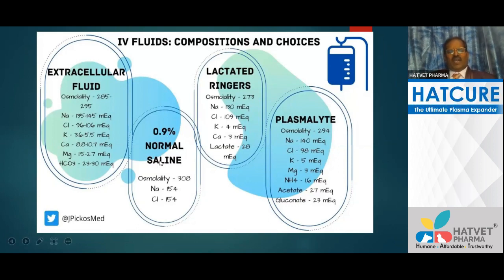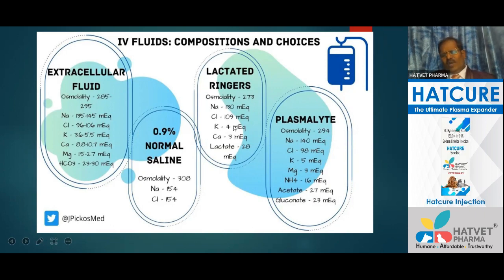If it's 0.9% normal saline: osmolarity 308, sodium 154 milliequivalent, chloride 154. If it is lactated Ringer's: osmolarity 273, sodium 130, chloride 109, potassium 4, calcium 3 milliequivalent, lactate 28 milliequivalent. If it is Plasma-Lyte: osmolarity 291, sodium 140 milliequivalent, chloride 98, potassium 5, magnesium 3, ammonia 16, acetate 27, and gluconate 23 milliequivalent. Depending upon the need, we need to utilize them.